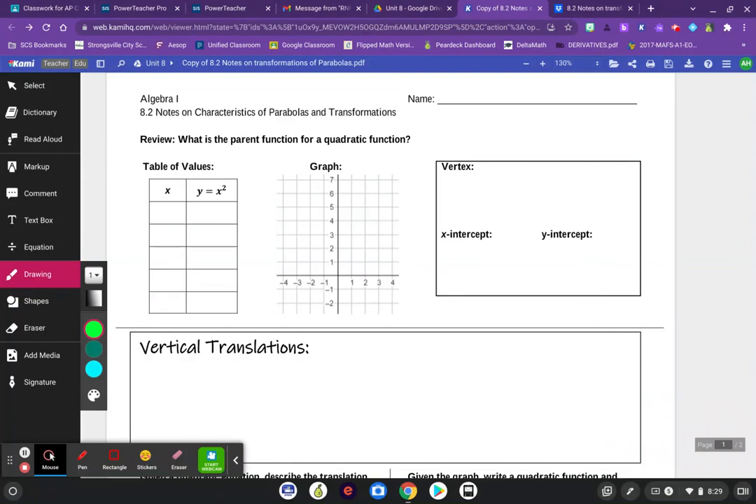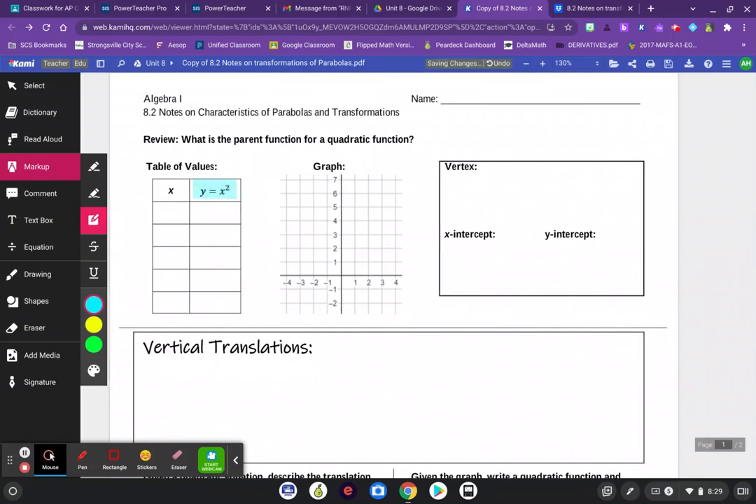And so I just want to go back through and review with you what the parent function of a quadratic function looks like. If you recall, a parent function is the most basic of functions for any function family. And so the most basic of quadratic functions that we could have is y equals x squared, where that a, the coefficient of x squared, is 1, and then there is no middle term, no x term, and no constant.